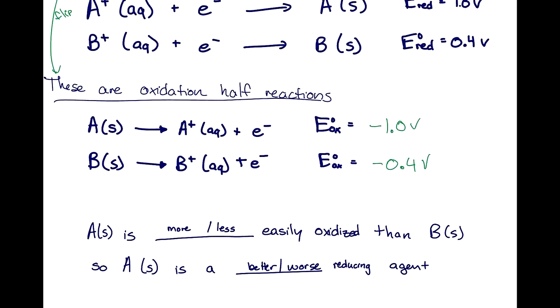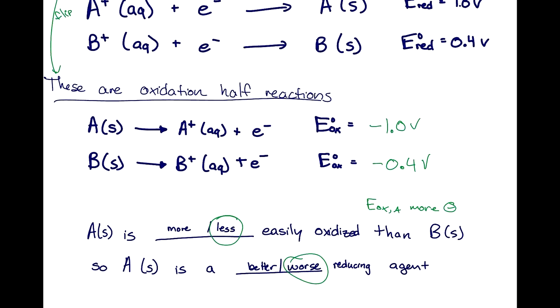What can we say about the oxidation of A versus B? Is A easily or less easily oxidized than B based upon these numbers? It is less easily oxidized than B because the oxidation value for A is more negative. So that means A solid is a worse reducing agent than B. B solid would be the better reducing agent here because it has a more positive oxidation potential.